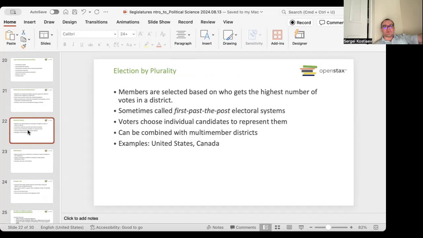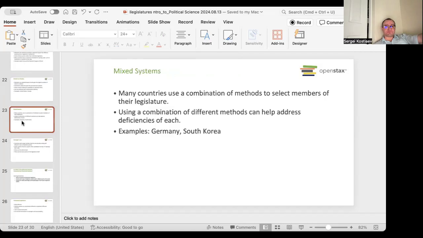And then there's a plurality. This is how it's done in United States, Canada, and UK. If someone in a particular district gets more votes than other person, then that person gets government office. And there are mixed systems. For example, in Germany, half of the parliament is elected by proportional system, and half of the parliament is elected through districts.